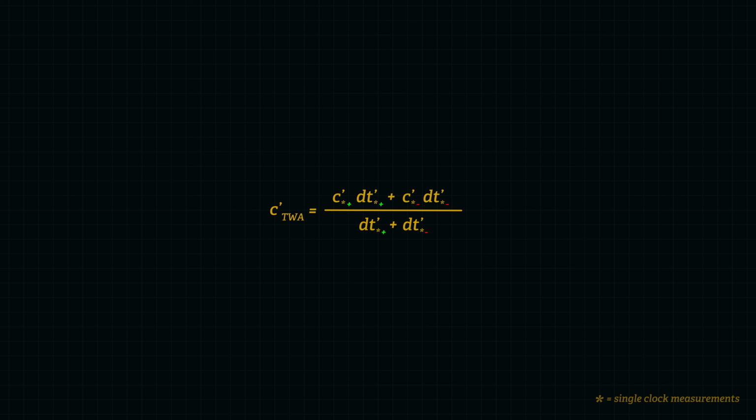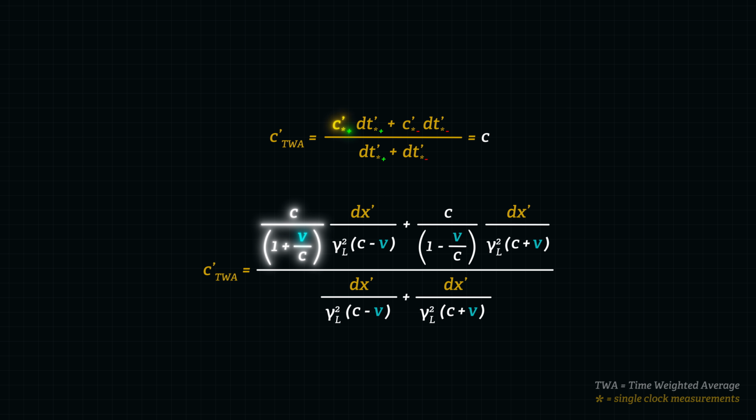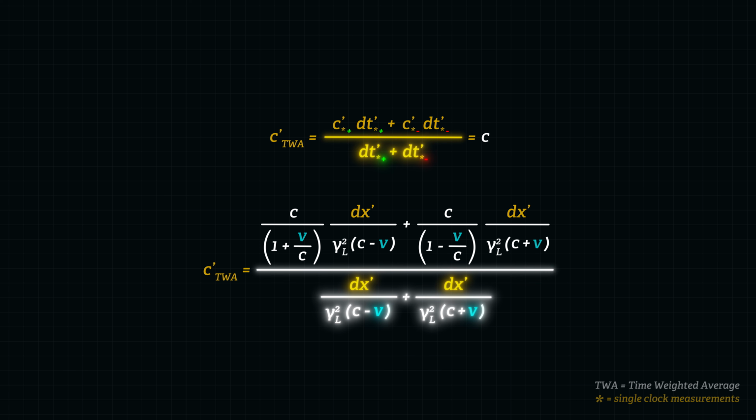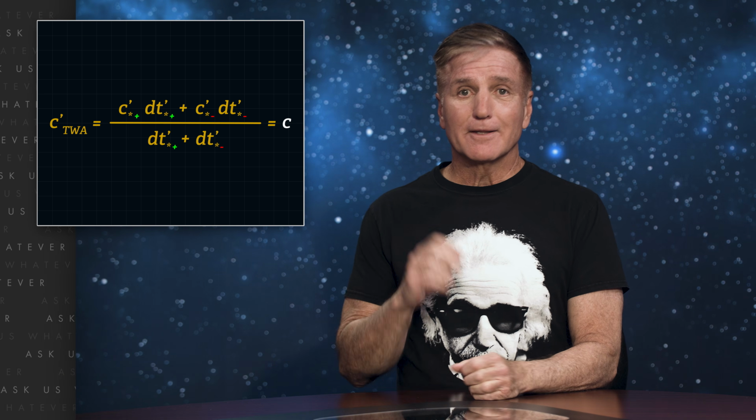Now, it's very interesting to note why the time-weighted average of two-way light speed on the Earth is equal to c. When we multiply speed in the positive direction by elapsed time in the positive direction, and add it to speed in the negative direction multiplied by elapsed time in the negative direction, and divide that sum by total elapsed time, we always get speed c. This is why experiments that measure two-way light speed always yield a value of c.